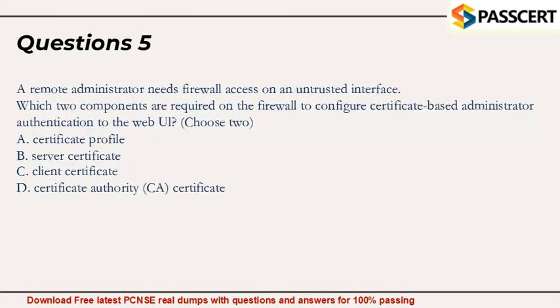Question 5. A remote administrator needs firewall access on an untrusted interface. Which 2 components are required on the firewall to configure certificate-based administrator authentication to the web URL? Choose 2. A. Certificate profile. B. Server certificate. C. Client certificate. D. Certificate Authority, CA, certificate. Answer: AD.